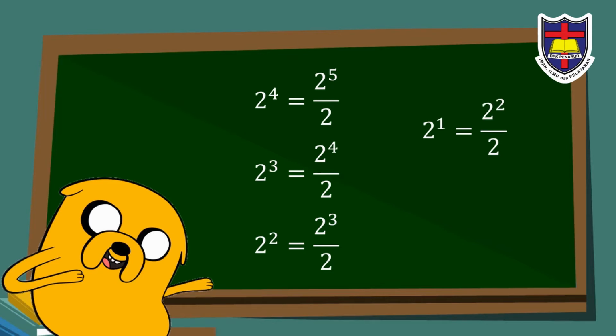Now if I have 2 to the power of 1, 2 to the power of 1 equals 2 to the power of 2 divided by 2, or 4 divided by 2 equals 2. So we can conclude that 2 to the power of 0 equals 2 to the power of 1 divided by 2. So we've got 2 divided by 2 equals 1. So we can conclude that 2 to the power of 0 equals 1.